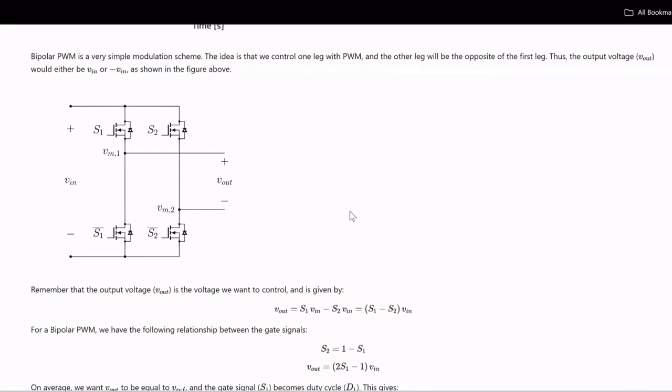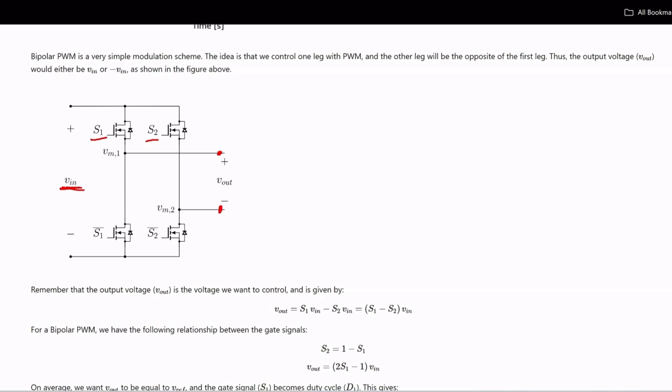So in this video, I'll show you how a bipolar PWM works. The goal of a PWM for a full bridge inverter is that we have an input voltage, and then we control the switches here in order to control the output voltage. So the goal is to get the output voltage. And now the output voltage can be expressed by the input voltage and the gate signals.